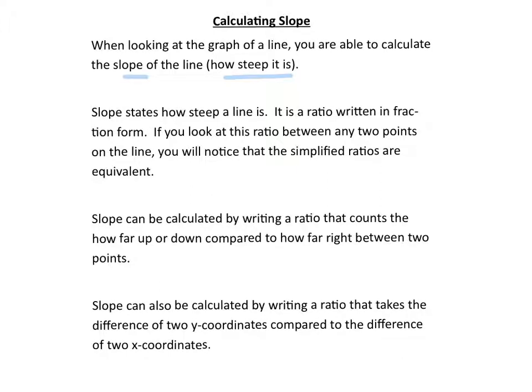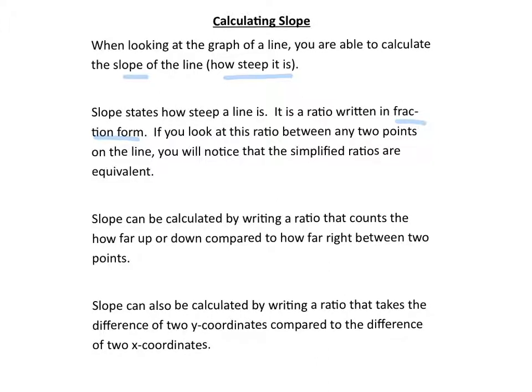Now, because slope states how steep a line is, it's got to be a ratio that's written in fraction form. If you look at this ratio, it should be simplified to all be the same. Remember when we drew the triangles and we ended up simplifying it and found out everything's the same, or we looked at the lemonade and sugar water and found out they all simplified to the same. So no matter which 2 points you pick, if everybody else in the class picks 2 different ones on that line, they're all going to share that same ratio.